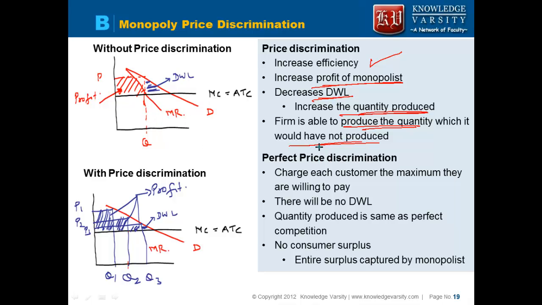Now, what is perfect price discrimination? Note that in reality, this is very difficult to achieve. It means that rather than grouping the customers, you are saying that I will charge each customer the maximum they are willing to pay. So how will you charge? Think about it. This customer is willing to pay this price. This customer is willing to pay this price. So each customer will pay as per his price.